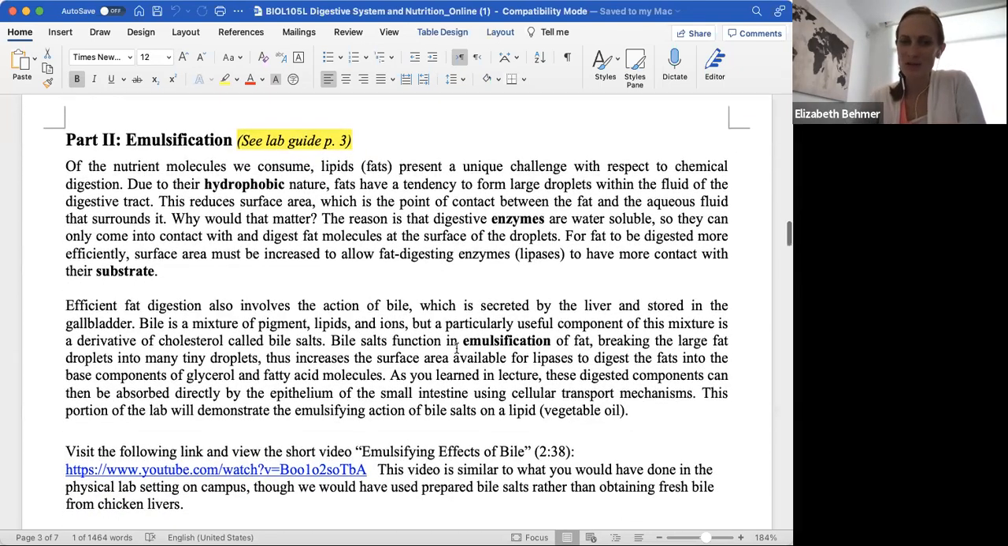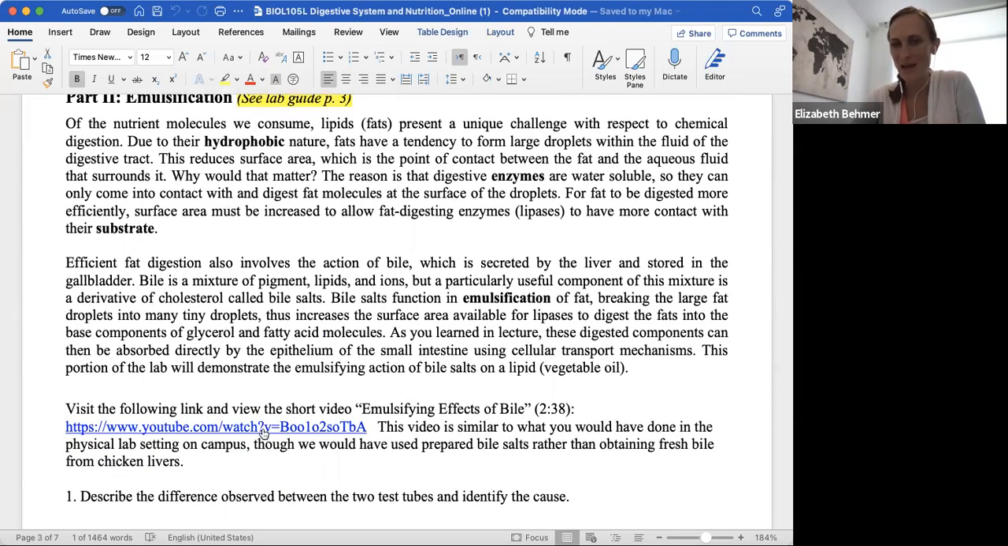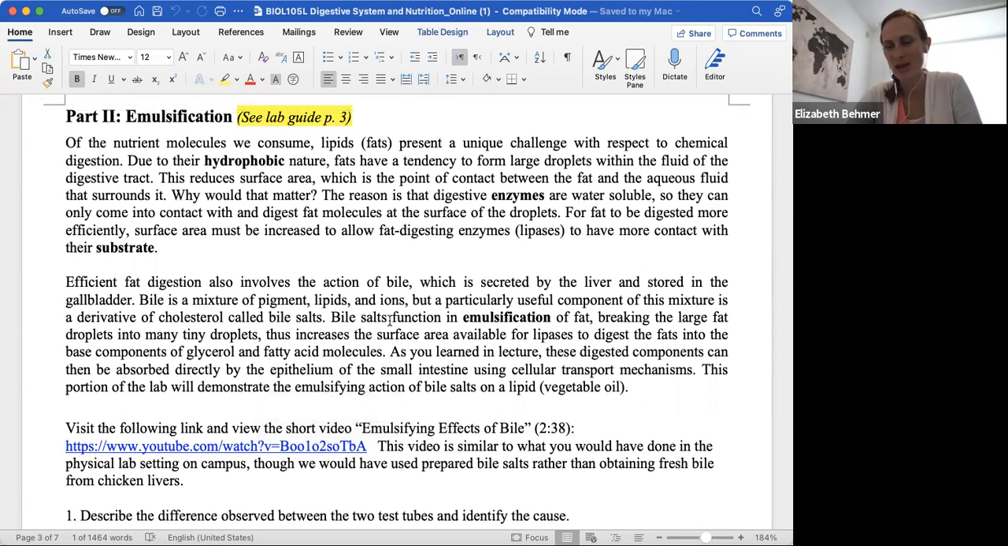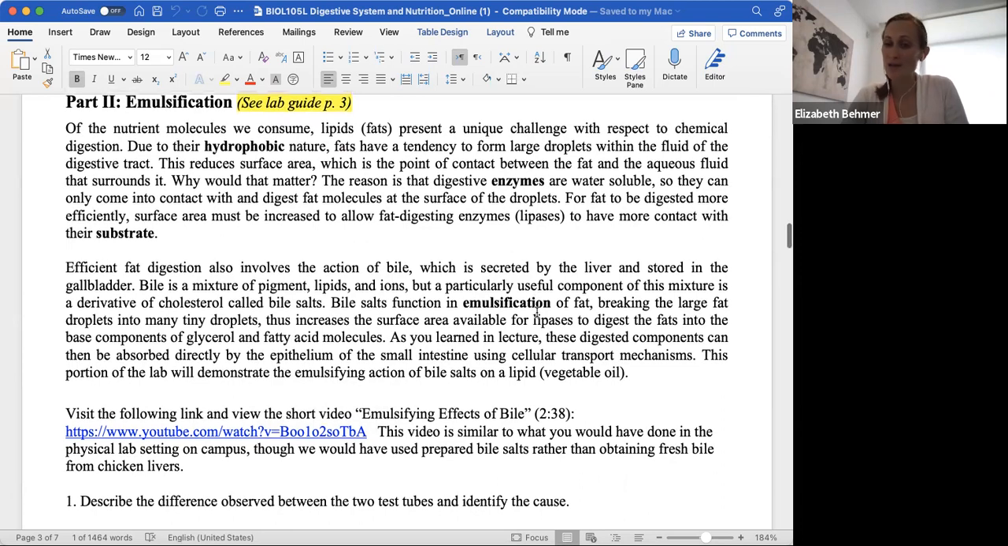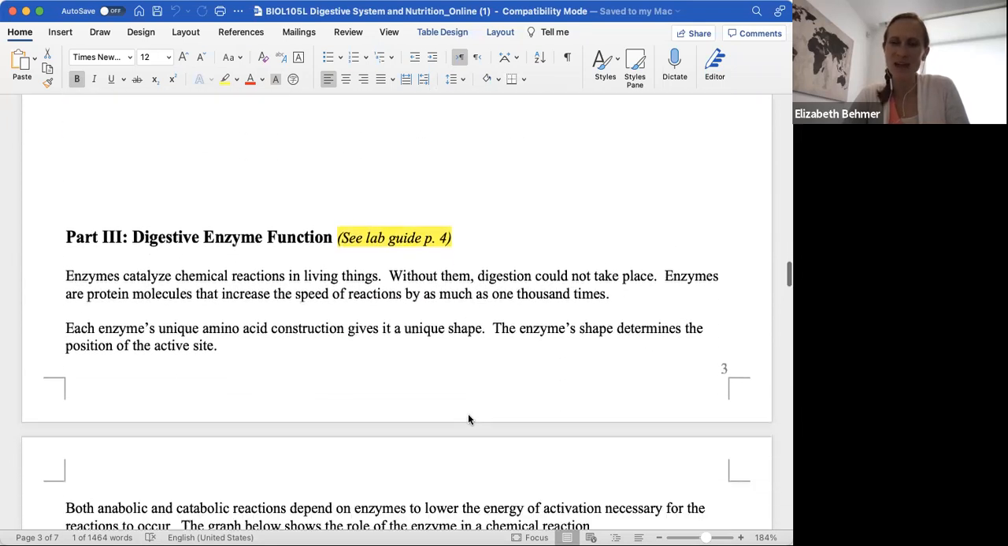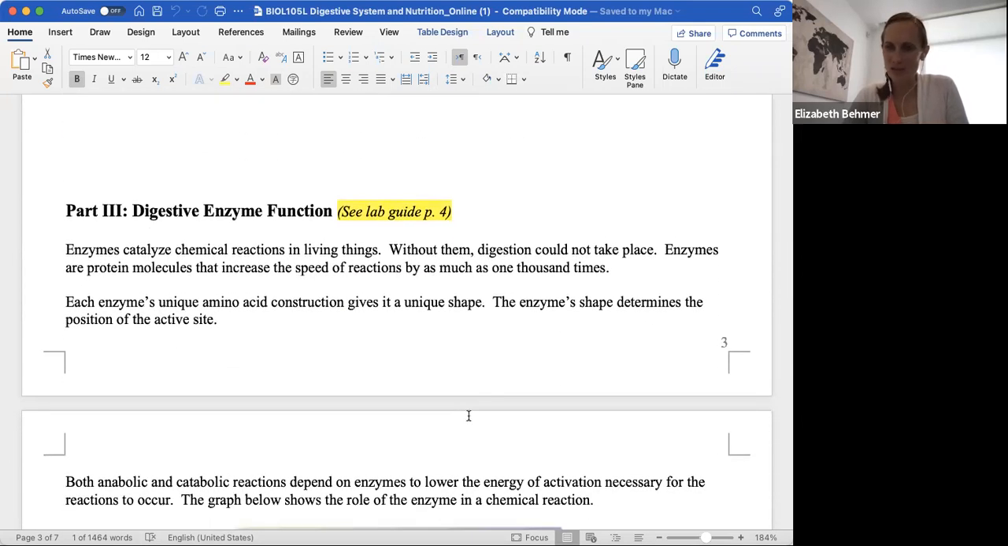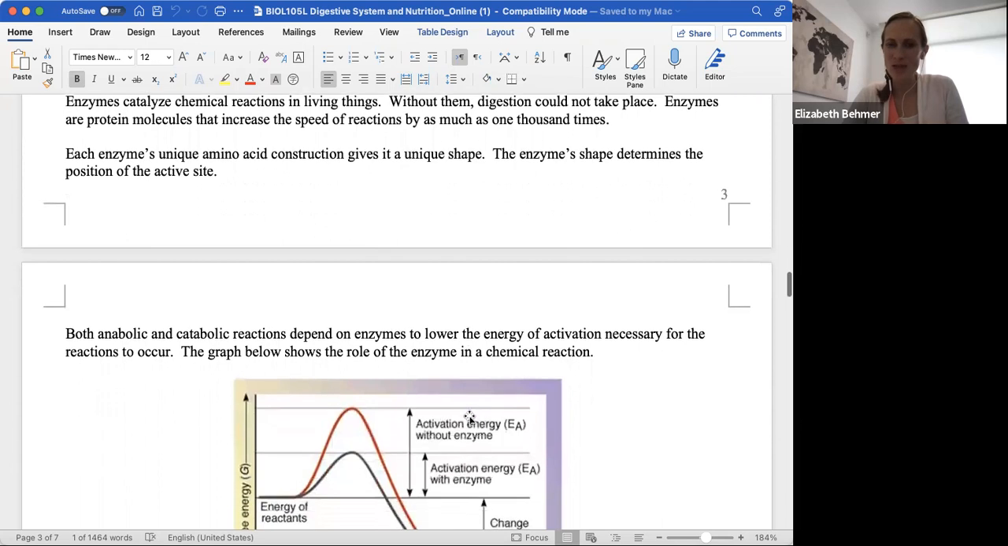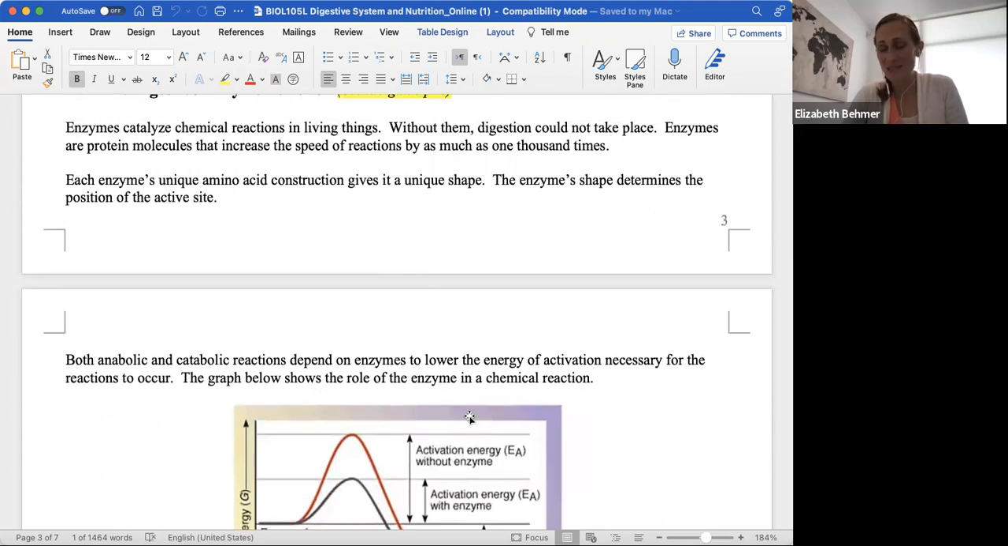Emulsification, you'll read through, and you'll watch a video or link. Emulsifying has to do with how we digest fats in our body using bile. So that'll go through what emulsification is. And then you have a couple questions to answer based on that. And then you have a little mini experiment to do in your home, which you should be able to do, showing the effects of enzymes.